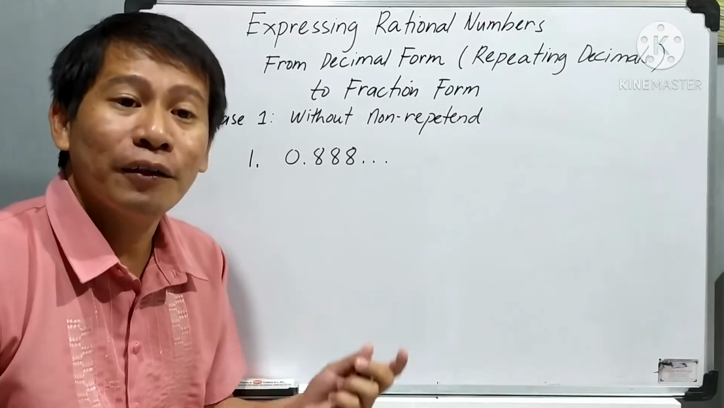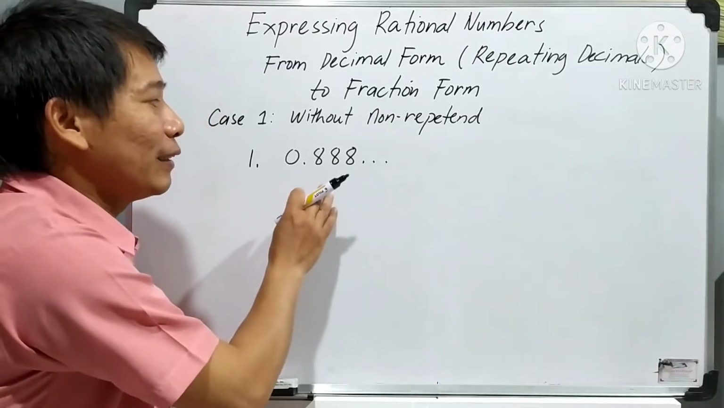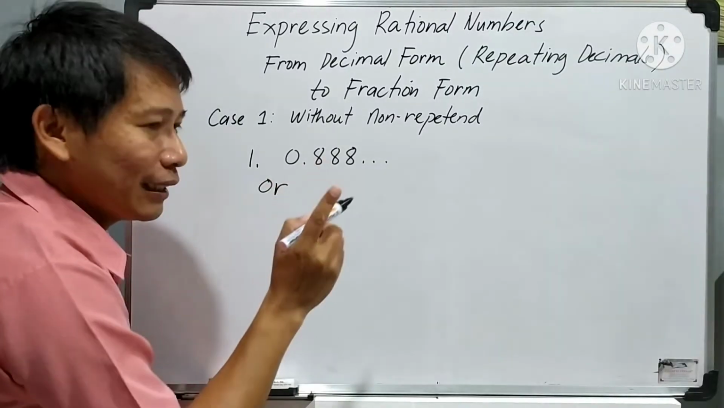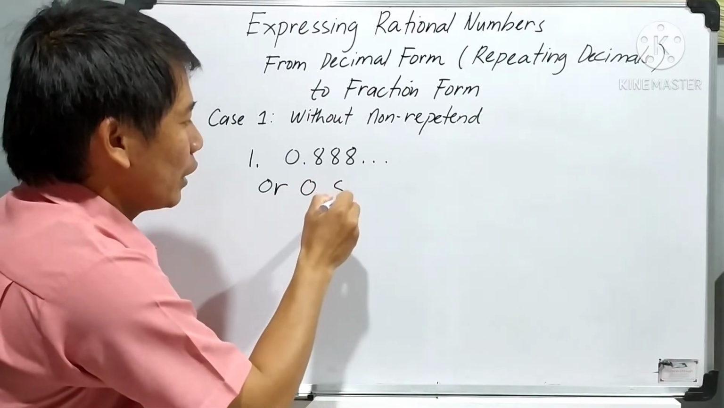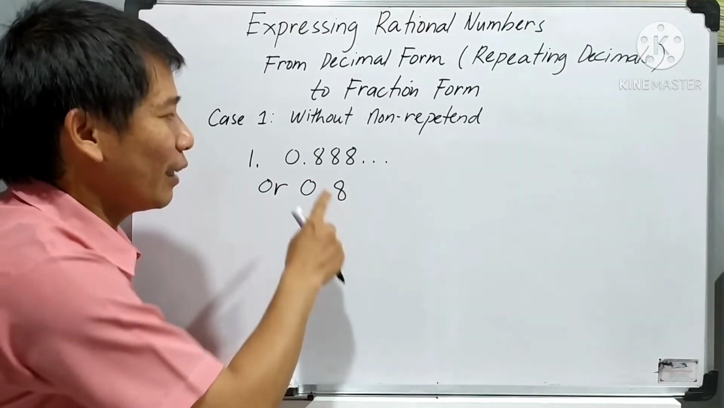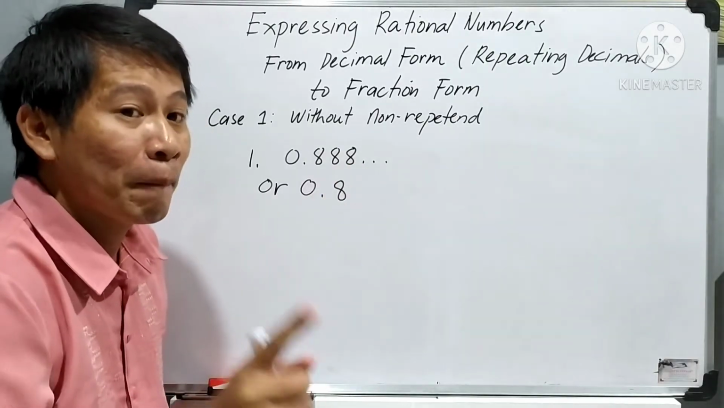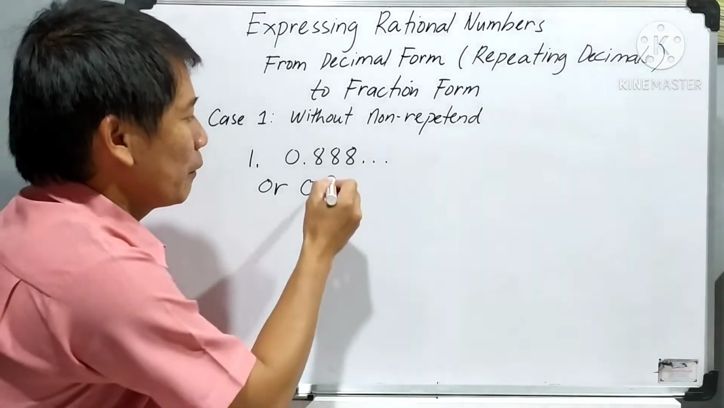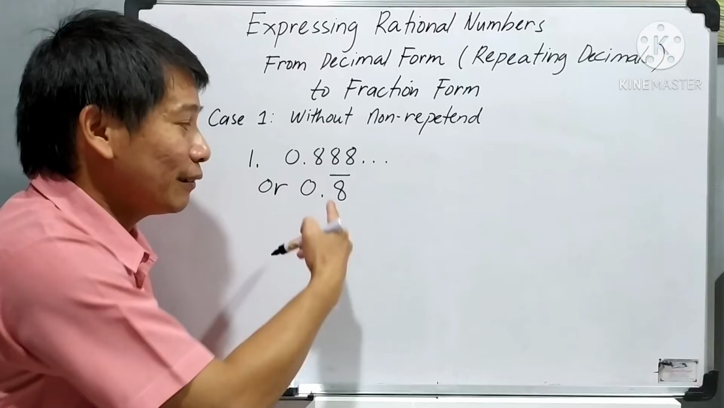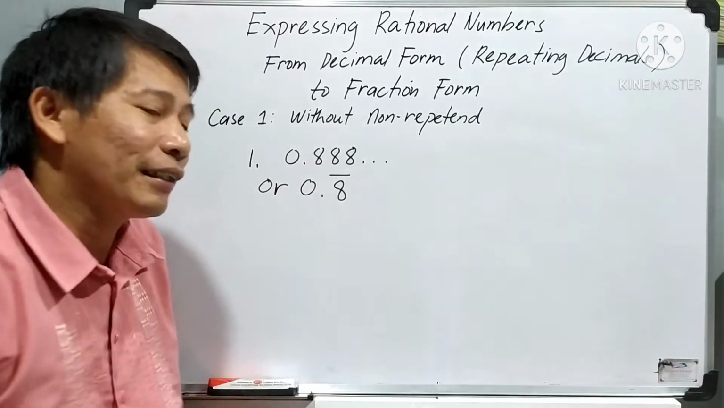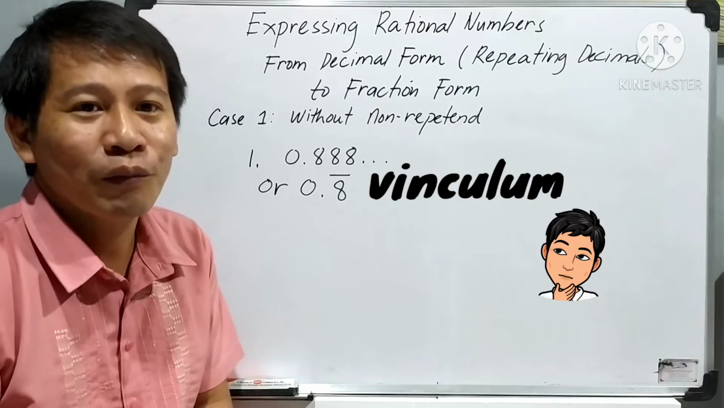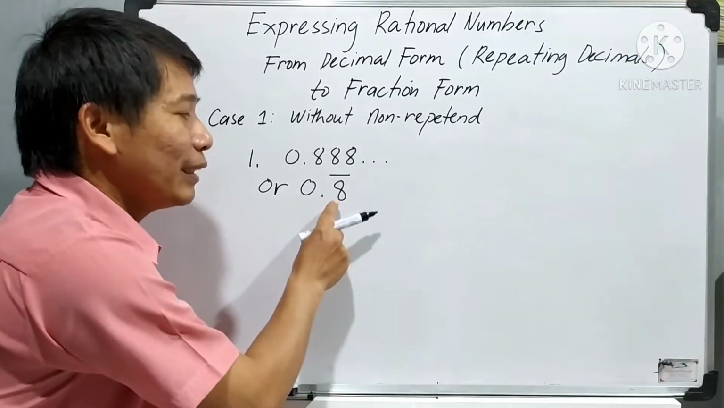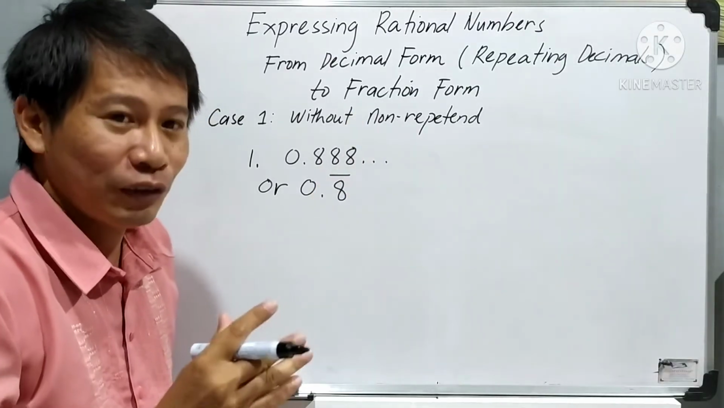And there is another way of writing this repeating decimal. So, we can write this as 0.8. So, instead na isusulat natin ng tatlong beses yan and using the ellipsis, isang beses na lang natin isusulat yung repeated. And we are going to use a bar over that repeating digit. At yung bar na yan, ang tawag natin dyan ay vinculum. So, ang vinculum is used to indicate that the digit is a repeated or a repeating digit.